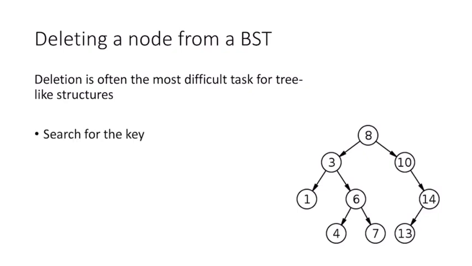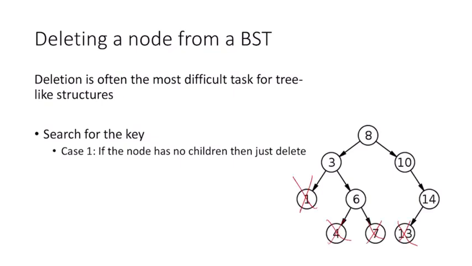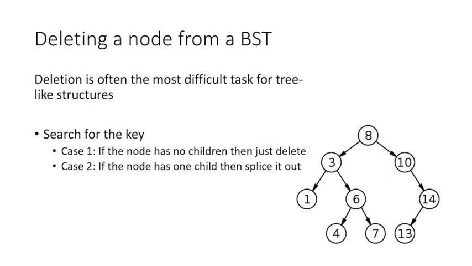So the first thing you do when you're deleting is you just have to search for the key. And the easiest case is if the node that you found has no children, you just delete it. So we can easily delete the 1, the 4, the 7, and the 13. Case 2 is when the node has just a single child. So for example, the 14 is pretty easy to delete, the 10 is pretty easy to delete, and I think those are the only two nodes with just a single child. So how do you delete them? You just splice it out. So I just remove this one and move the 13 up into its space.